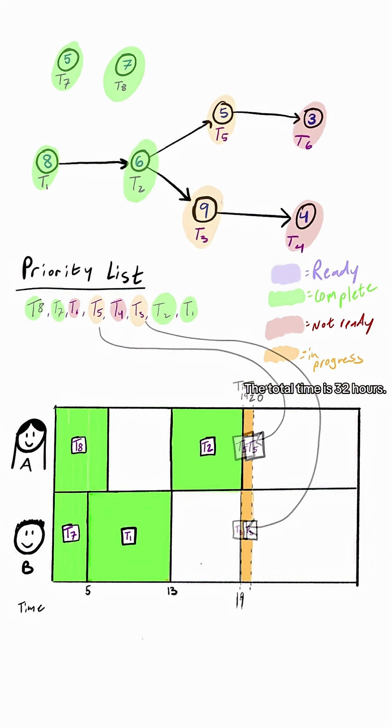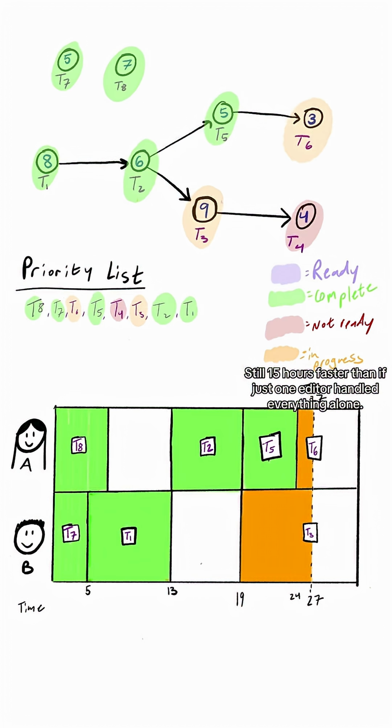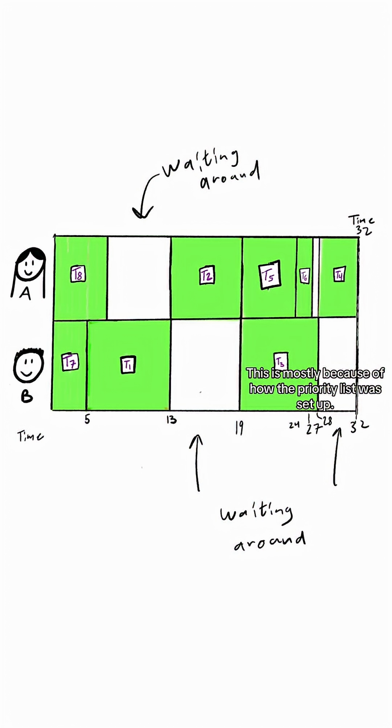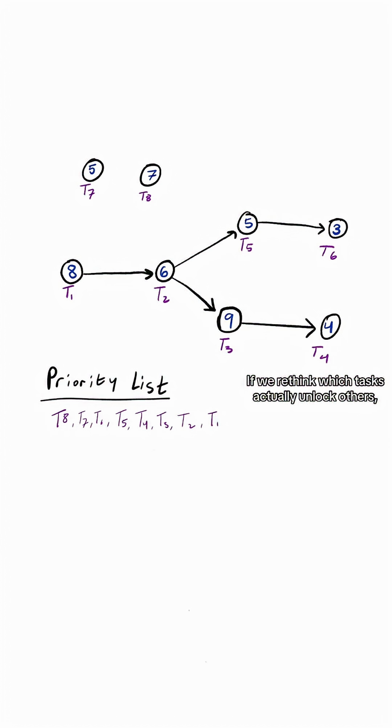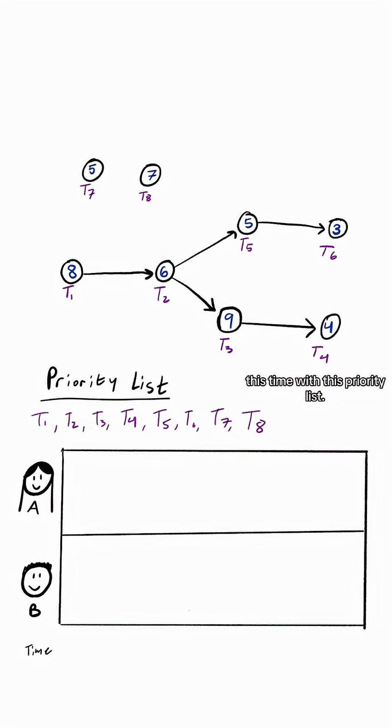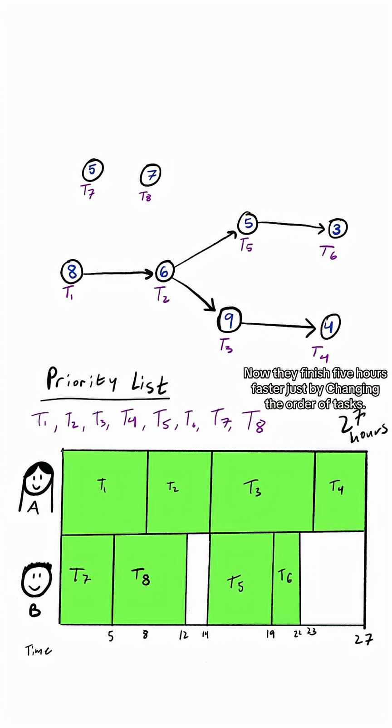The total time is 32 hours, still 15 hours faster than if just one editor handled everything alone. But as you probably noticed, there's a ton of waiting around. This is mostly because of how the priority list was set up. If we rethink which tasks actually unlock others, it's easy to see that T1 is the key that opens up most of the workflow. So let's simulate this project again, this time with this priority list. Now they finish 5 hours faster just by changing the order of tasks.